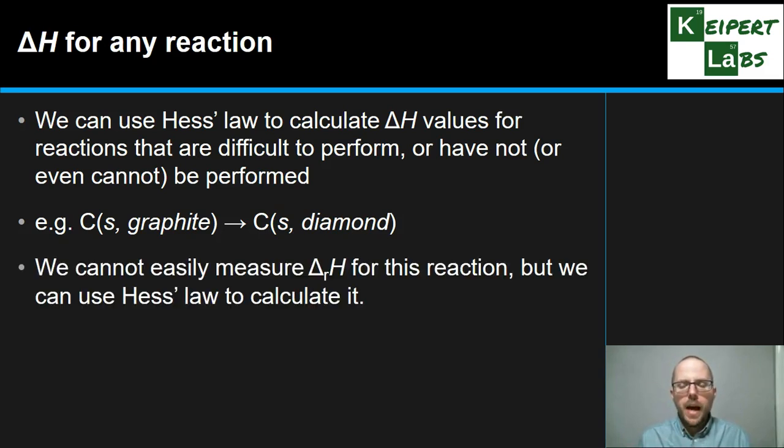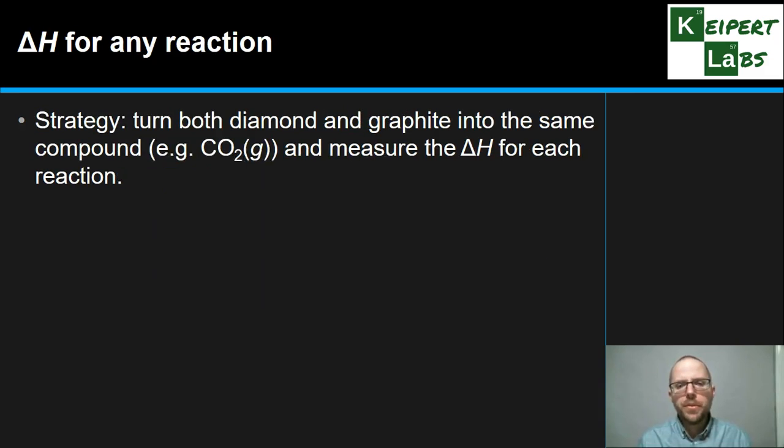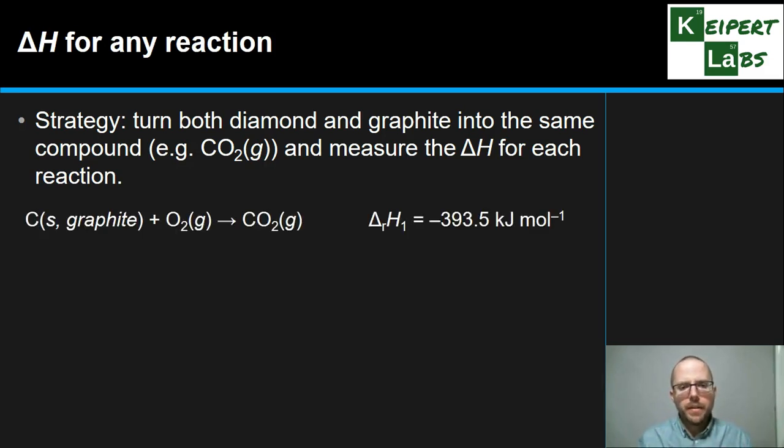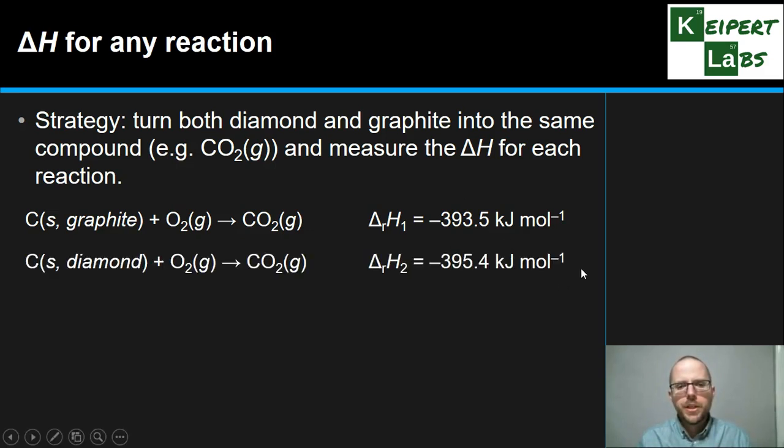Okay, but we can still calculate a theoretical value for this process. And so the way that we're going to do that is we're going to turn both of these substances into the same compound, carbon dioxide, and measure the delta H for each. Okay, so we're going to use that as our kind of joining point. So to turn graphite into carbon dioxide, minus 393.5 kilojoules per mole. To turn diamond into carbon dioxide, minus 395.4 kilojoules per mole.